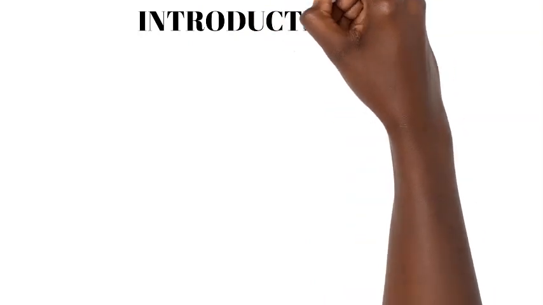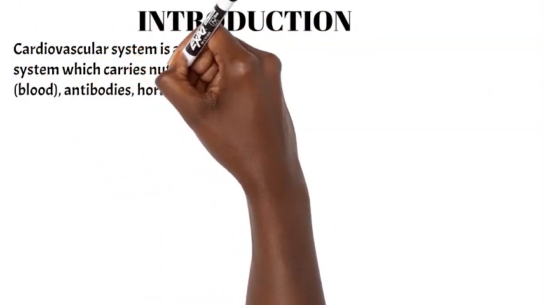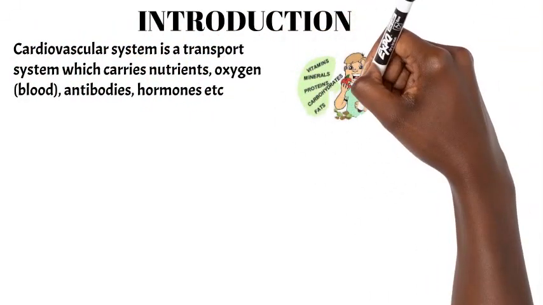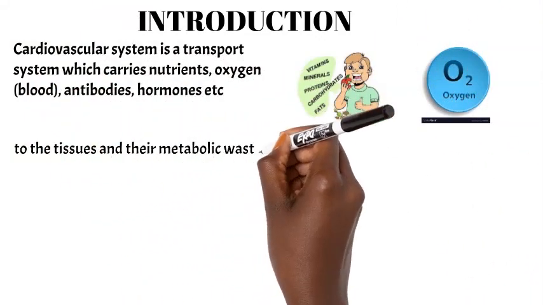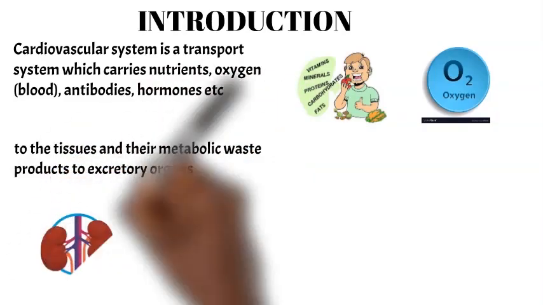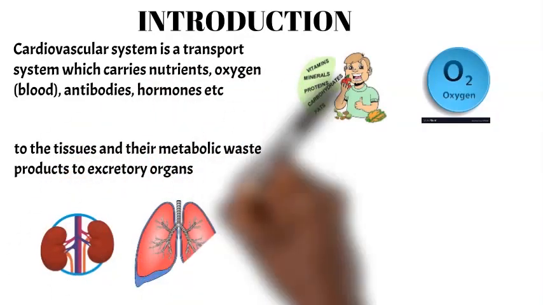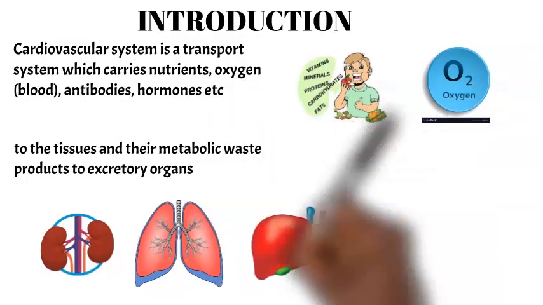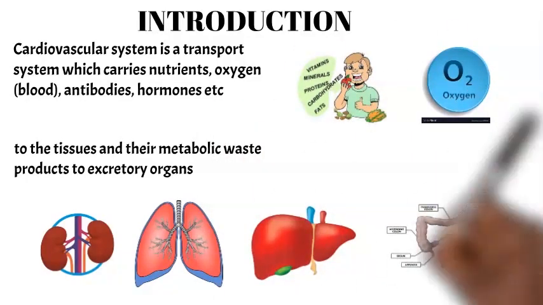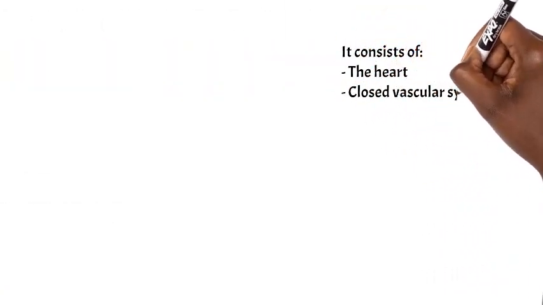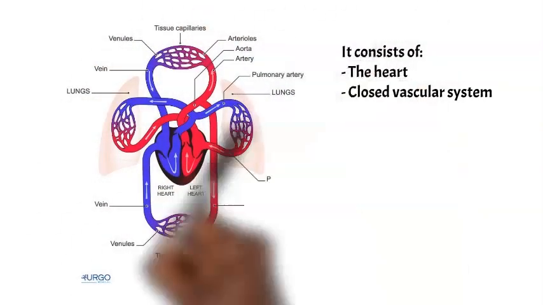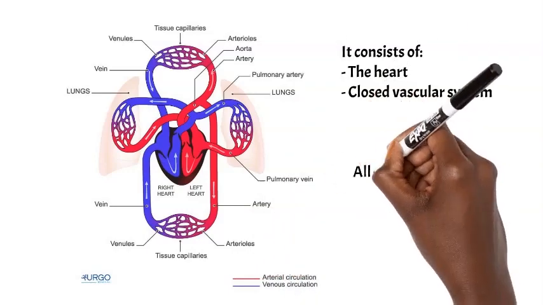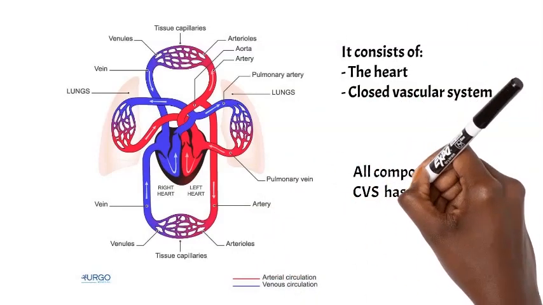As a way of introduction, the cardiovascular system is simply a transport system which carries nutrients, oxygen, antibodies, hormones to the tissues and their metabolic waste products to excretory organs like the kidneys, lungs, liver, large intestines, and the skin. It consists of the heart and a closed vascular system through which blood circulates. All components of the cardiovascular system have three layers.